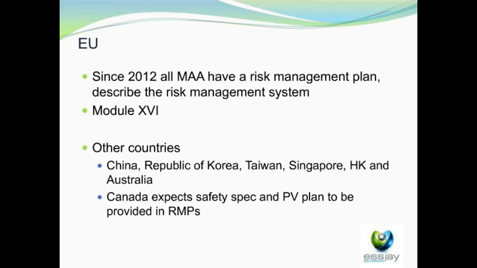Now, you can see that globally there has been an increase with regards to risk minimization requirements, and certainly the areas listed below, China, Korea, Taiwan, Singapore, Hong Kong and Australia do require risk minimization activities, and Canada does expect a safety spec and a PV plan to be provided in risk management plans. And certainly within the UAE, the Arab nations, that seems to be a requirement as well. So you can see globally there is a move towards making sure that you have risk management and risk minimization covered.